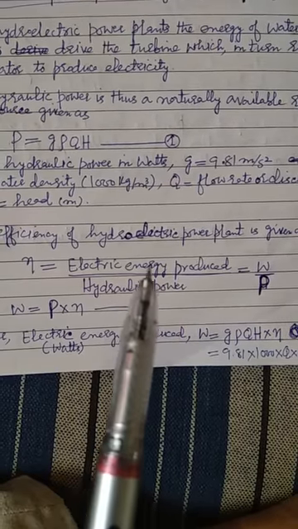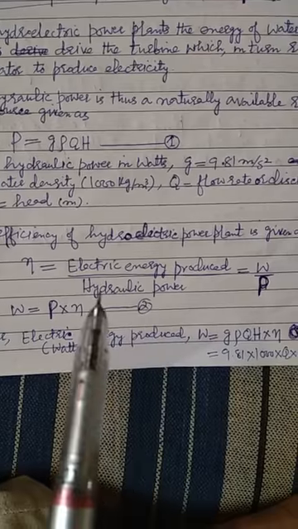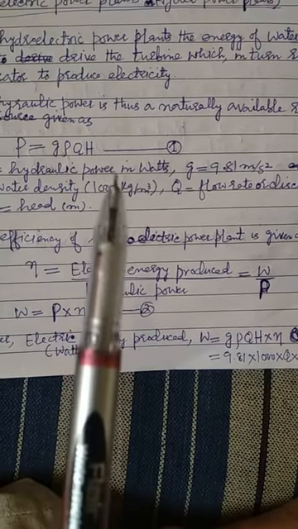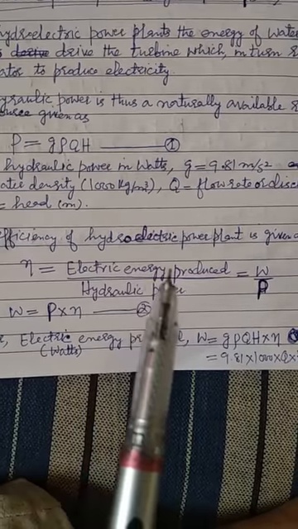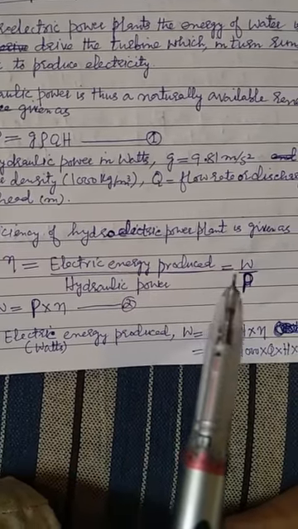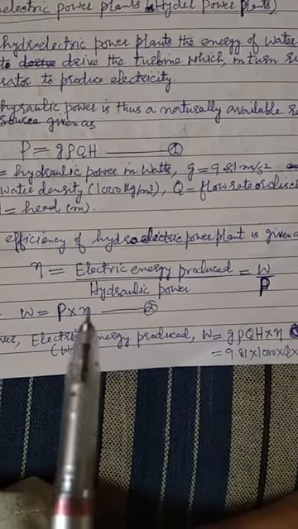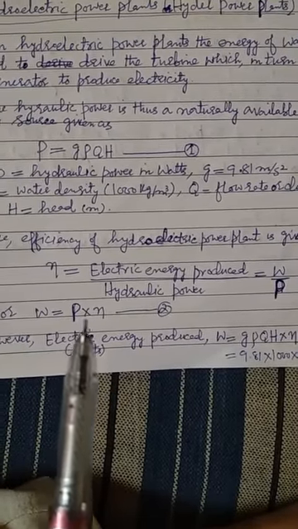So electric energy produced by the electric generator divided by the hydraulic power. Hydraulic power is the power that I have mentioned in the first equation. Now we have to see what the electric energy produced here is. The electric energy produced is represented by W, and the hydraulic power is represented by capital P. So from this equation we can see that W is equal to P into N.